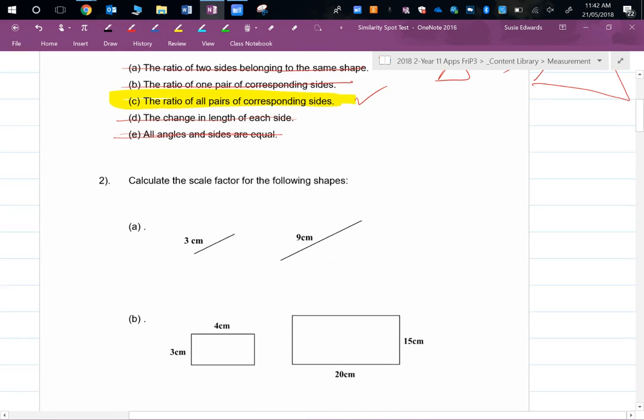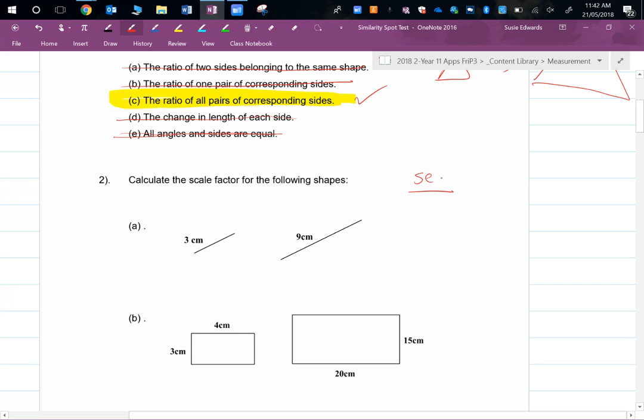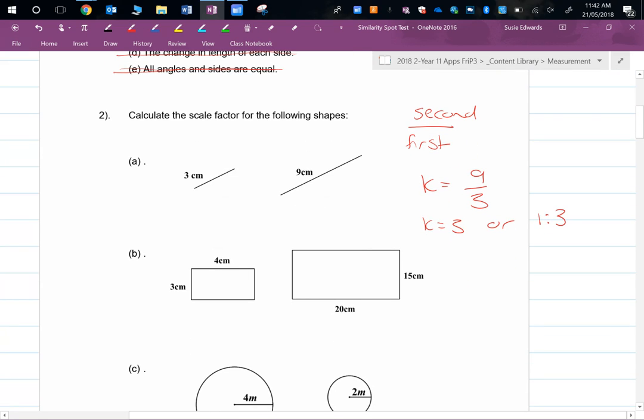So that's worth 1 mark. Calculate the scale factor for the following shape. So scale factor is K. How do we find K? We divide the second number by the first number. So for this case, K equals 9 divided by 3. So K equals 3. If you wrote it as a ratio, I will also give it to you. However, that number is a better answer. So if you wrote 1 to 3 in that order, then you could have got that as well.